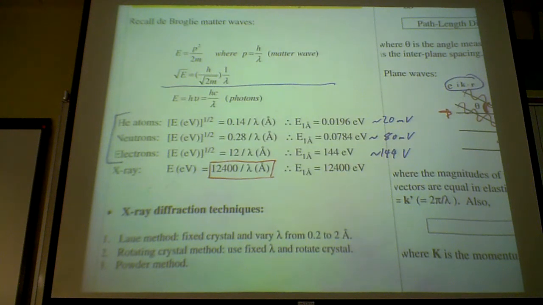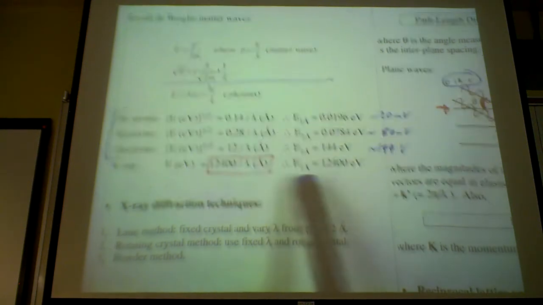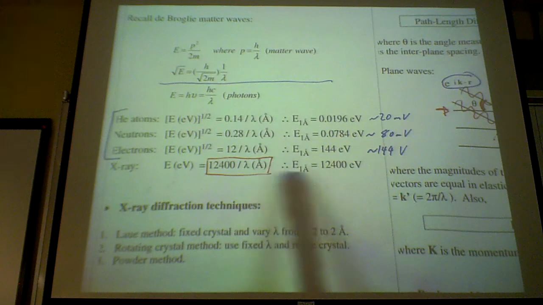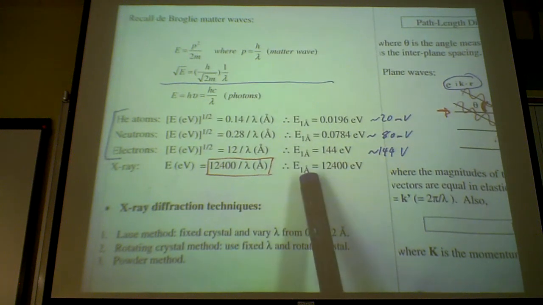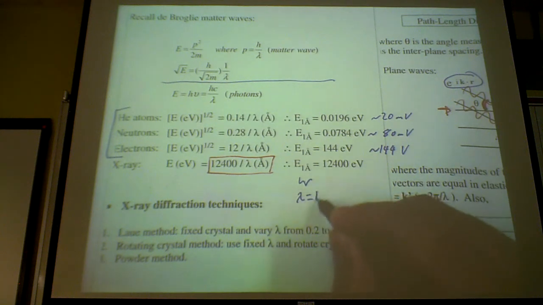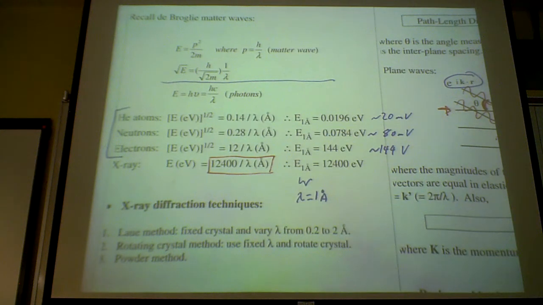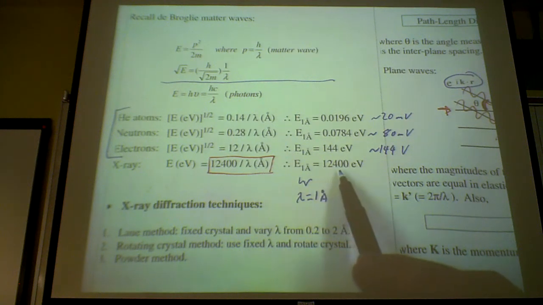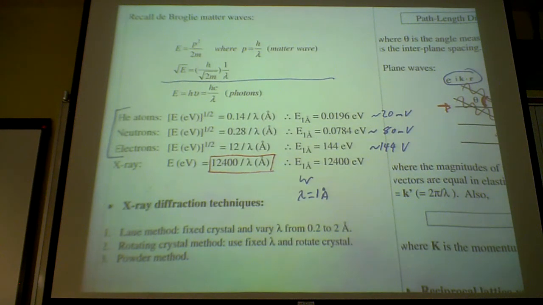And if you calculate what this energy should be, assuming that lambda is 1 Angstrom, that's what this notation means: E for lambda equal to 1 Angstrom. What is the energy that you have? You have about 12.4 kilovolts. So if you have an X-ray light source of about 12.4 kilovolts, then you should expect diffraction phenomena.